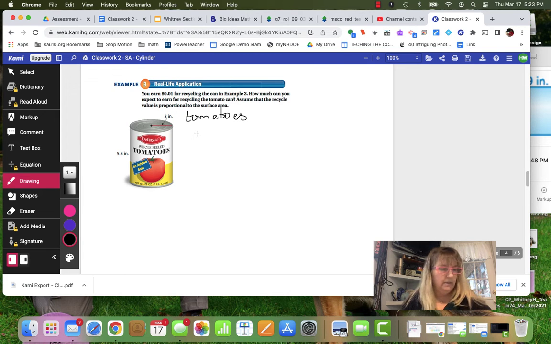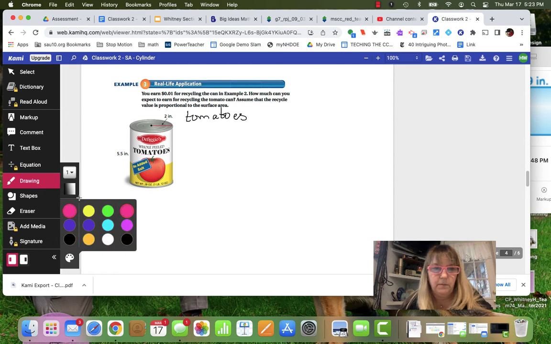I've already worked all this out. It goes over there so I can actually see what I'm writing. Sorry, guys. Okay, so I'm going to start again by color coding.